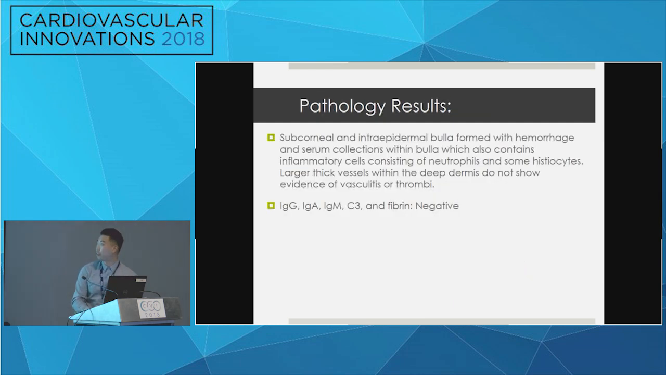And this is the pathology result from biopsy. So you got subcorneal intraepidermal bullae formed with hemorrhage and serum collections. Bullae contained some neutrophils, some histiocytes. No signs of vasculitis or thrombi, and more importantly, his inflammatory markers were all negative: IgG, IgA, IgM, C3, and fibrin. So does anyone have maybe a guess what you think it could be?